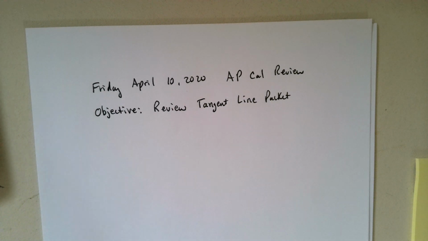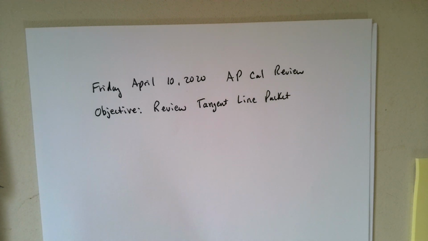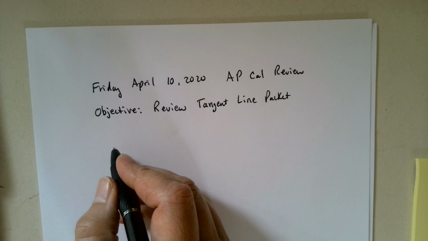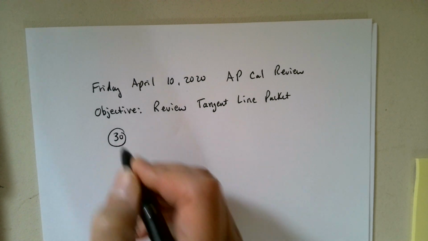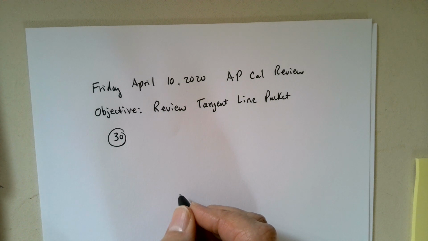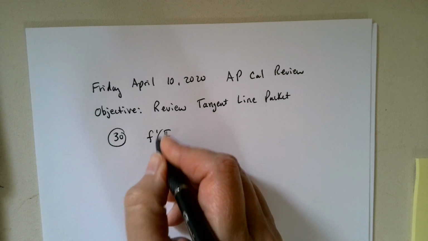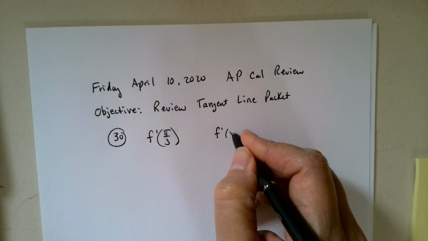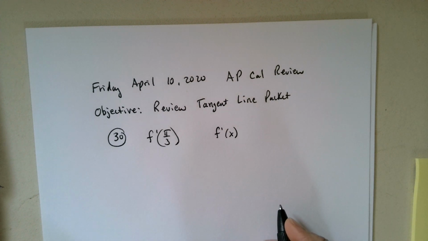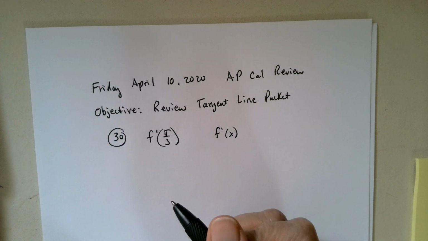All right, so on the review of the tangent line packet, I worked several of these this morning in our Zoom, but we still had requests for a little bit of discussion. I want to talk about number 30 first. It says that they want you to find f prime of pi over 3. So the first thing you would need to do is find the derivative, and then remember that you would then plug in the pi over 3 and just remember your tangent.